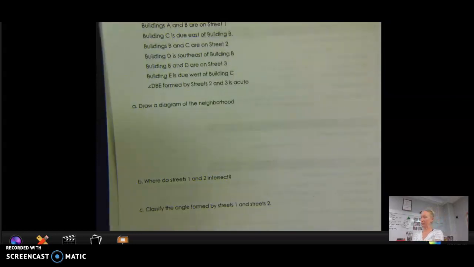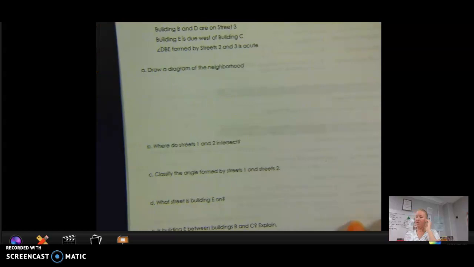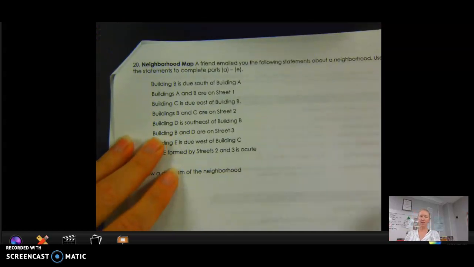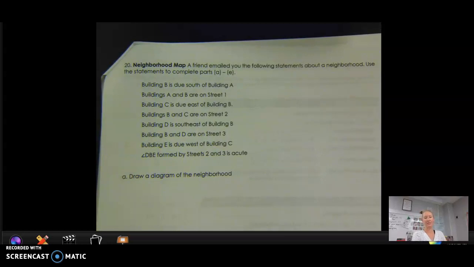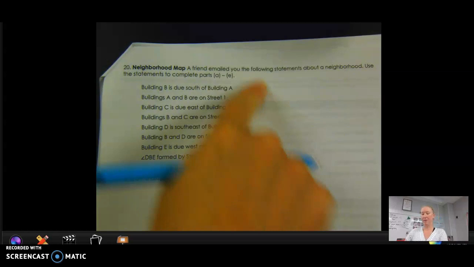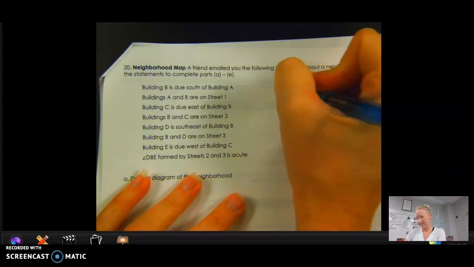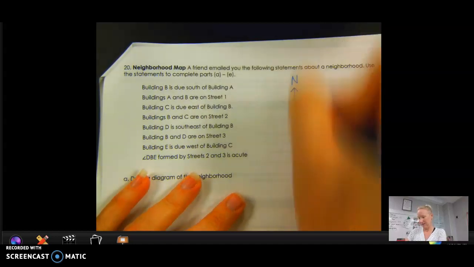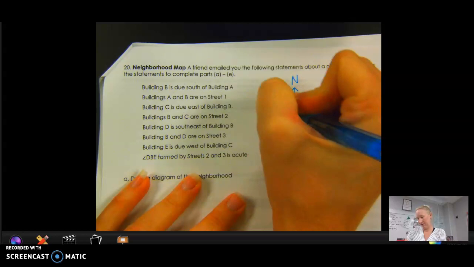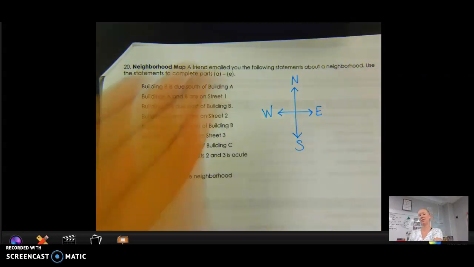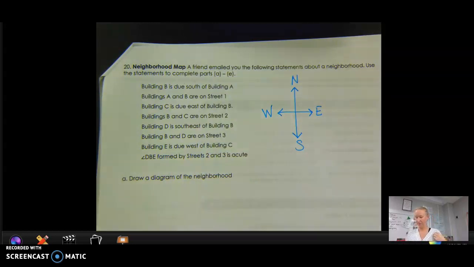Okay, one more page for these notes. So a friend emailed you the following statements about a neighborhood. Use the statements to complete A through E. I want you to for sure pause me, and I want you to make a picture of this. We have to remember it goes north, south, east, west. Okay? So that's my clue to you. So pause me and try this. Unpause me when you're done.